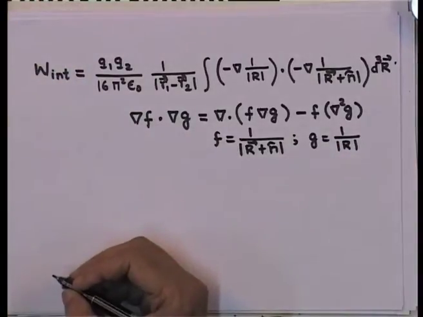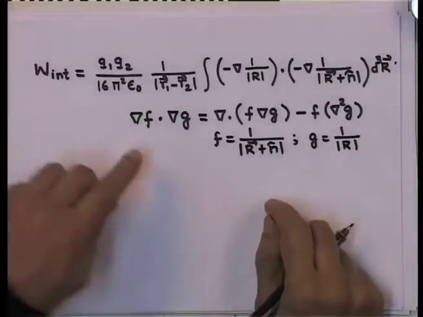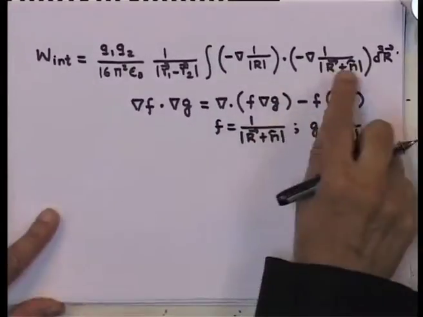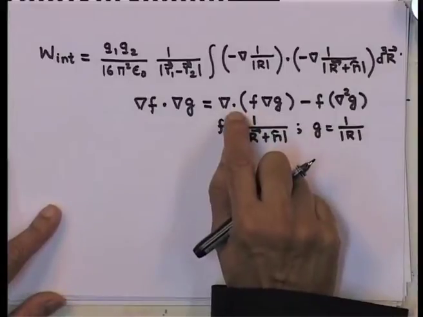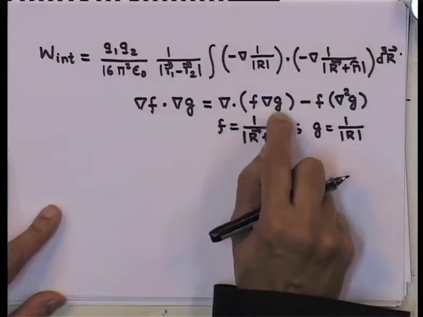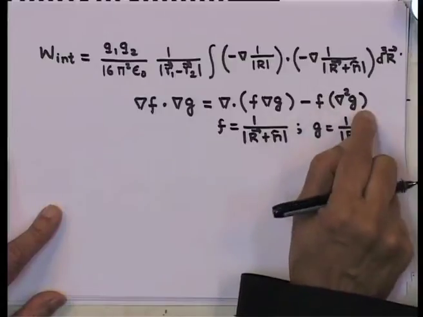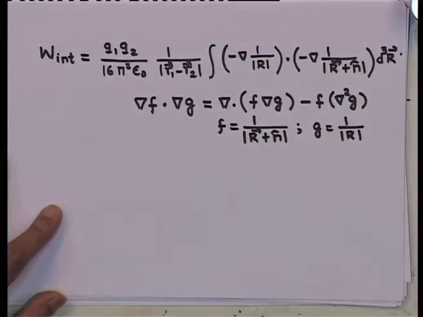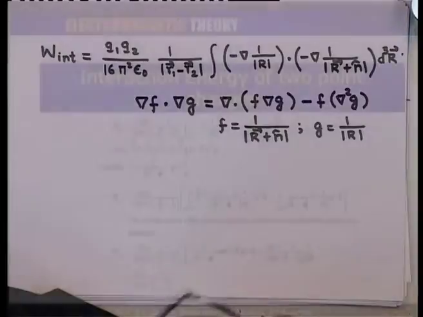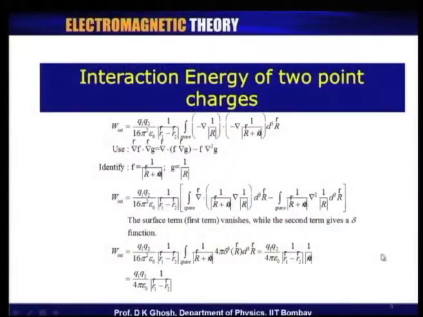Now, look at what happens. This is del dot del. So, I get del dot of f gradient of g minus f times del square g. So, coming back to the screen again, I find that W int is q1 q2 by 16 pi square epsilon.